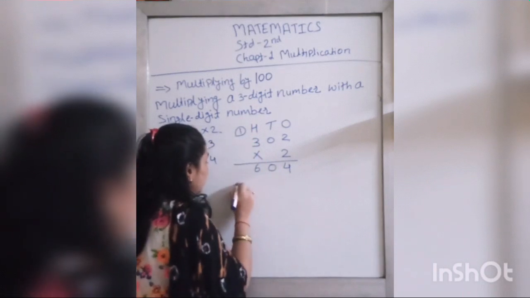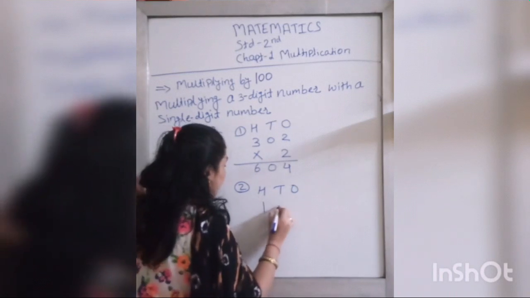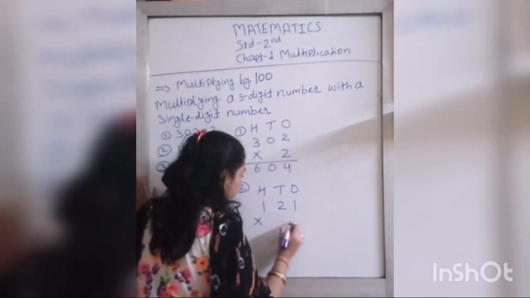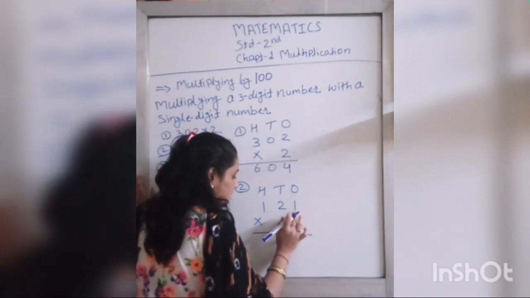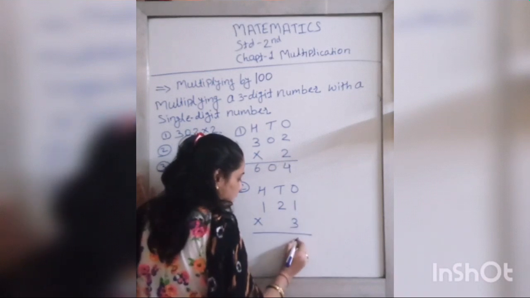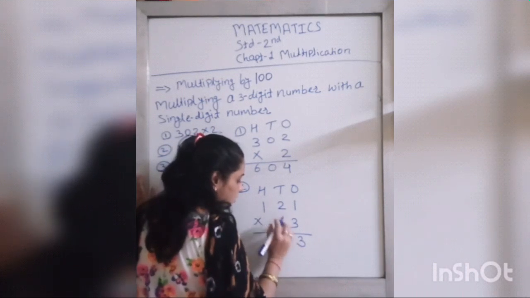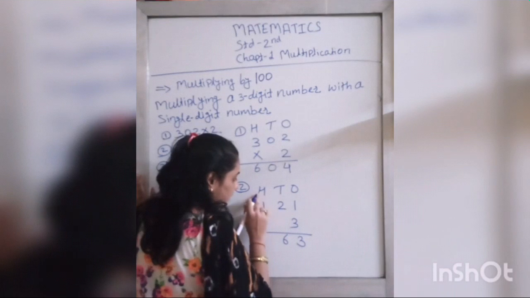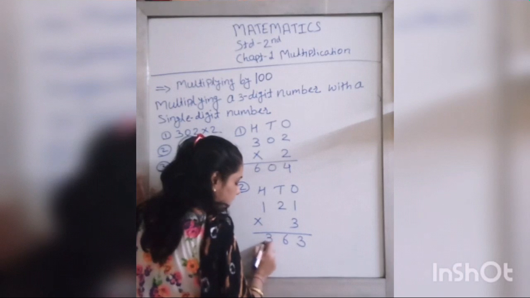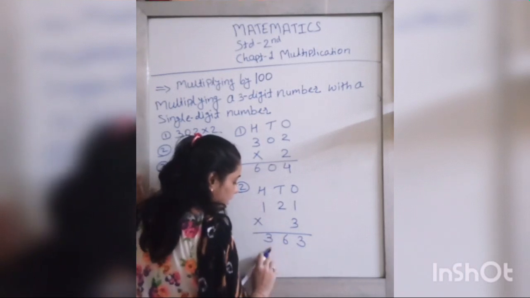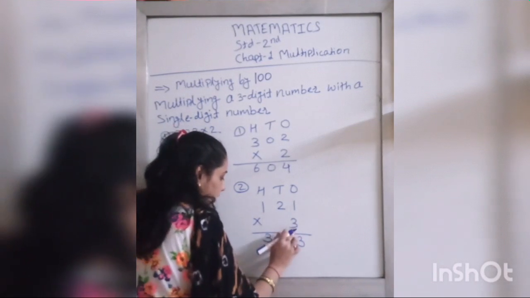Now see the second one. What is the second one? 121 multiply 3. Start multiplication from the ones place. 3 ones are 3. Number on tens place is 2. So 3 2s are 6. And the number on 100th place is 1. So 3 ones are 3. We will write this 3 on 100th place. So 121 multiply by 3 is equal to 363.